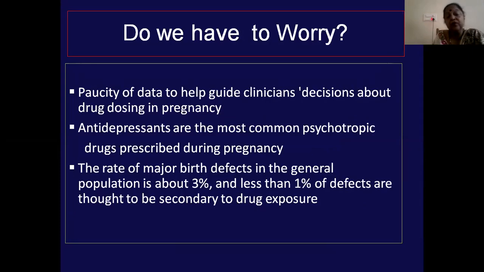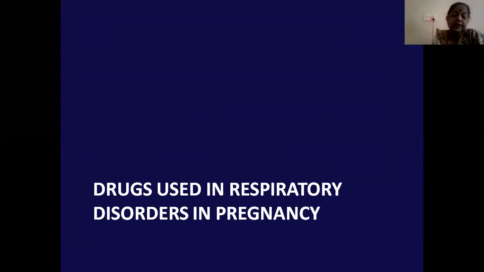Now, we really have to worry about it because there is a paucity of data to guide the decision about drug dosing during pregnancy. How much drug? So we have to take a consultation of a psychiatrist. Antidepressants are the most common psychotropic drugs. The rate of major birth defects in the general population is 3%, and less than 1% are thought to be secondary to this drug exposure. So we have to again think of what the primary problem is in a pregnant woman.